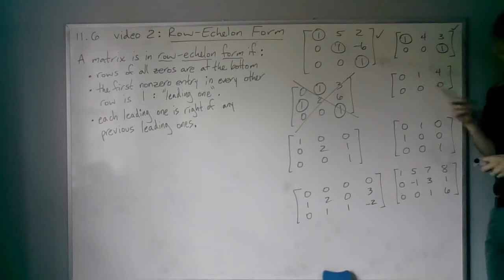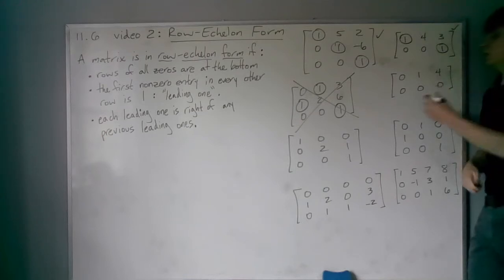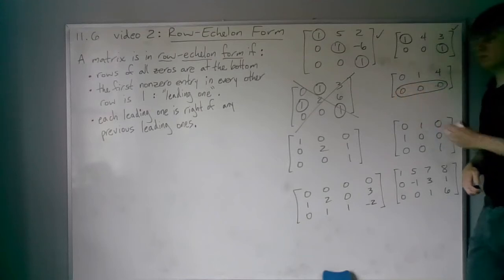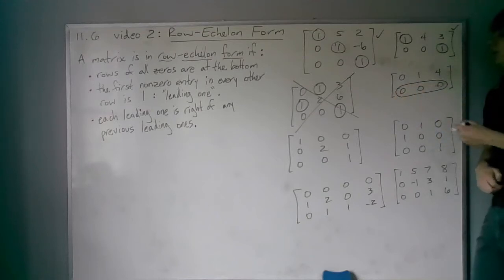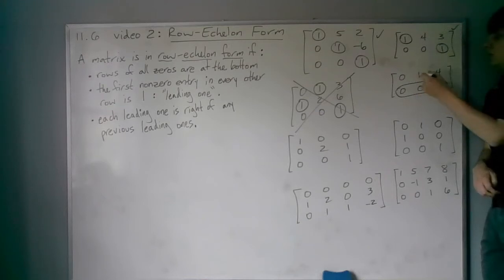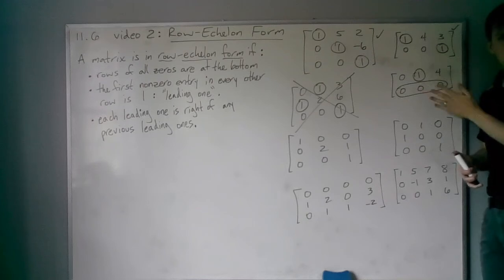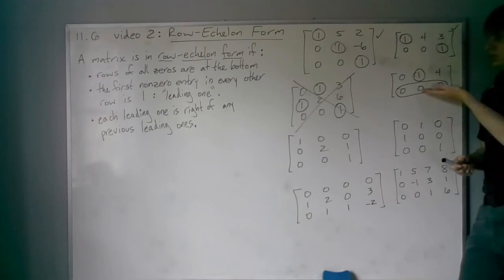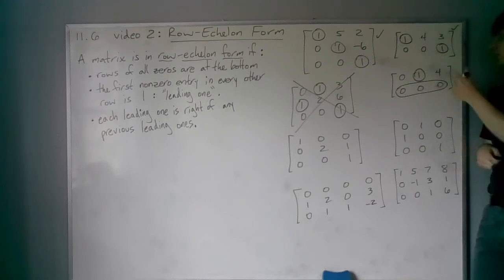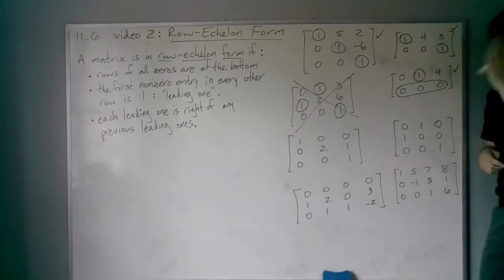Okay, I feel like this is our first time that we actually saw a row of zeros, and this row of zeros is at the bottom, so it looks good. Every other row, rows that don't have all zeros, I looked at my first non-zero number. It is a 1, so that's good. And is it right of every other leading one? Well, there aren't any other leading ones, so there's nothing wrong with it, so I guess it's okay. If you can't break it, then I guess it's okay.